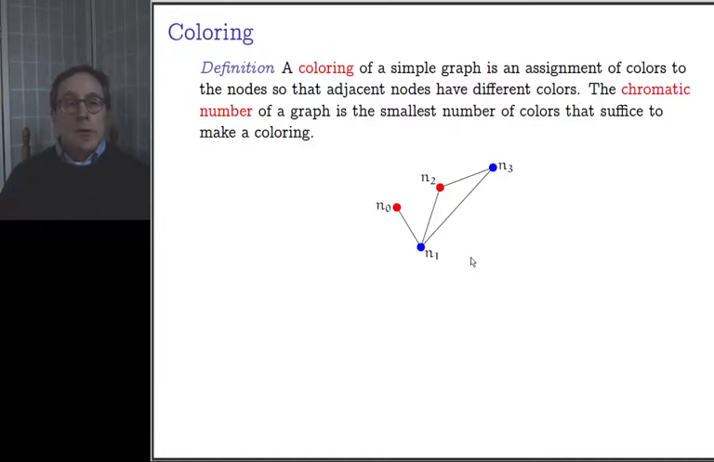So coloring is putting the nodes into different categories. It's not actually coloring, it's putting the nodes into different categories. And the question just simply is, what's the minimum number of categories you can get away with?